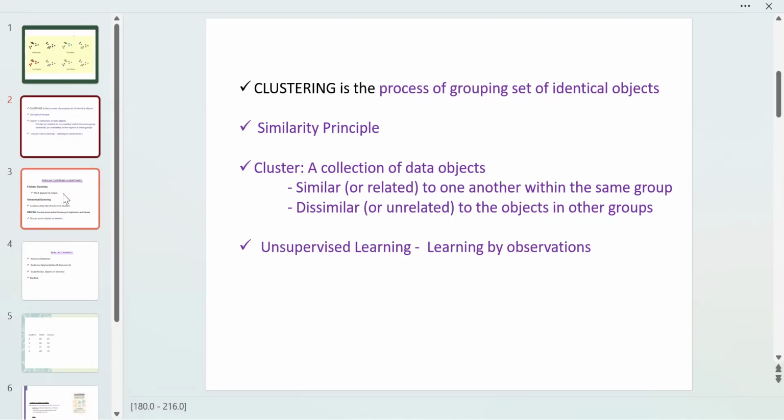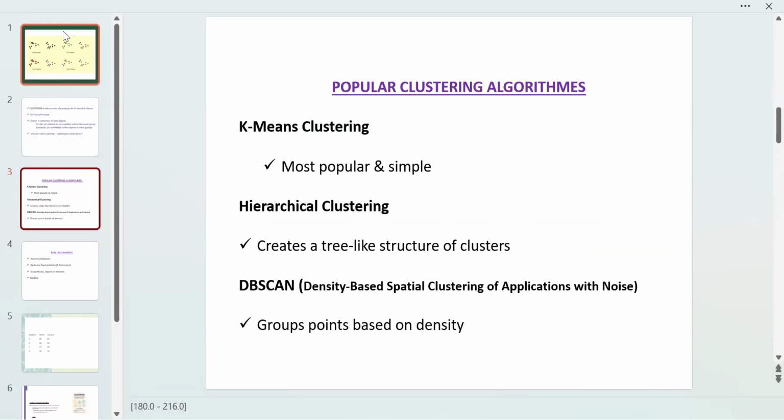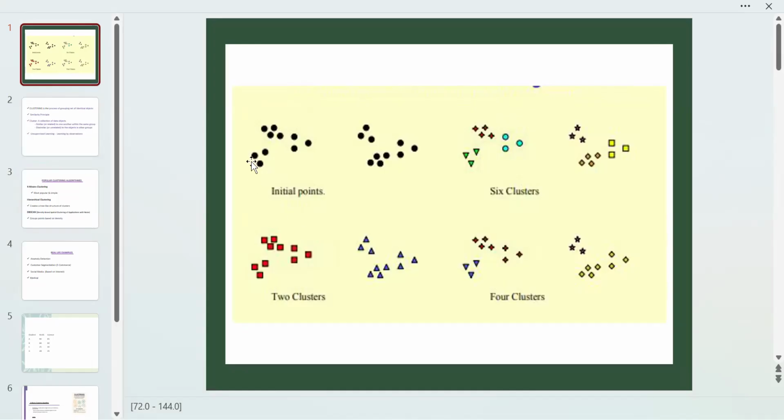So if you look at this diagram, these are all the initial data points. These data points are plotted in a two-dimensional space. Each point has x, y values. So these can be categorized based on shape or based on some colors. We can classify them.